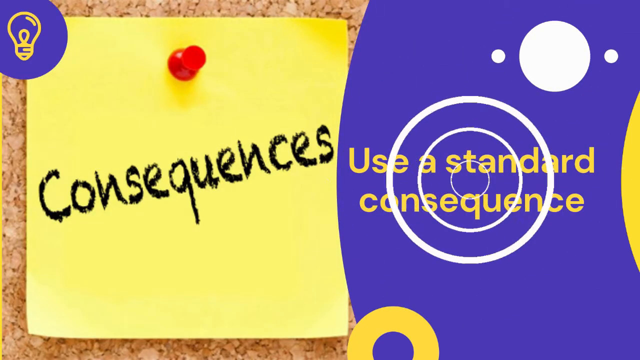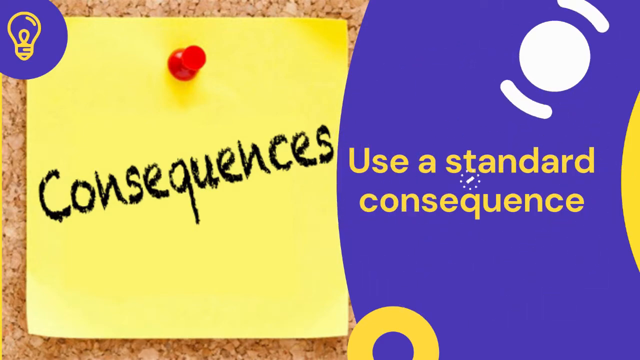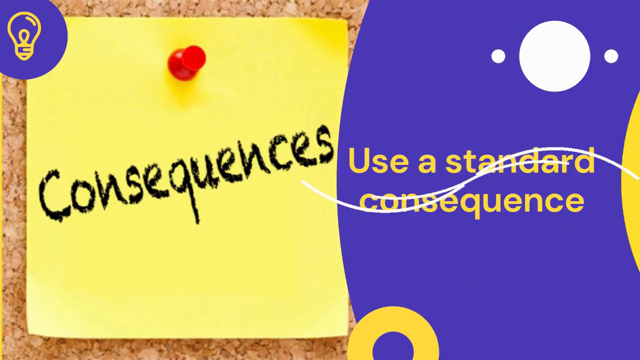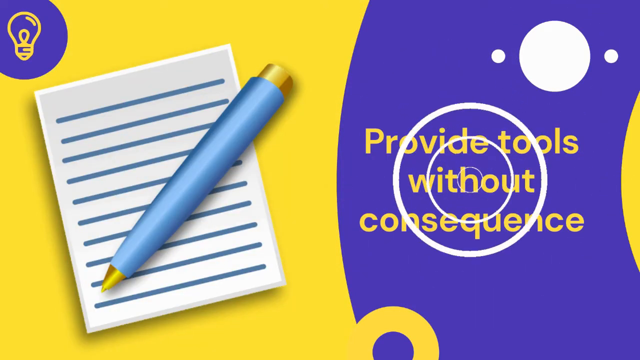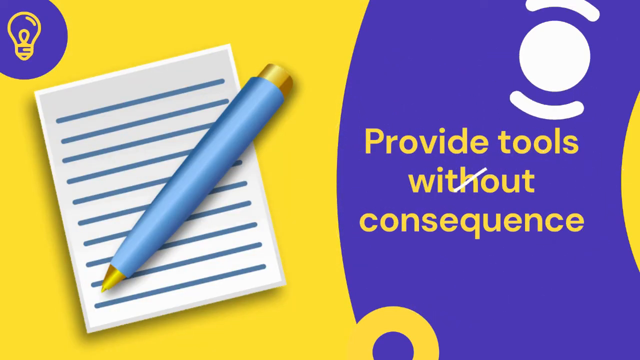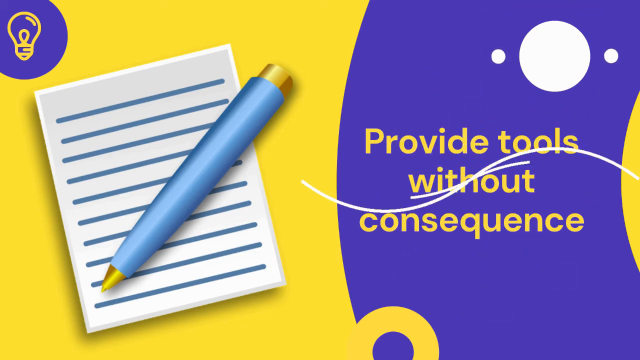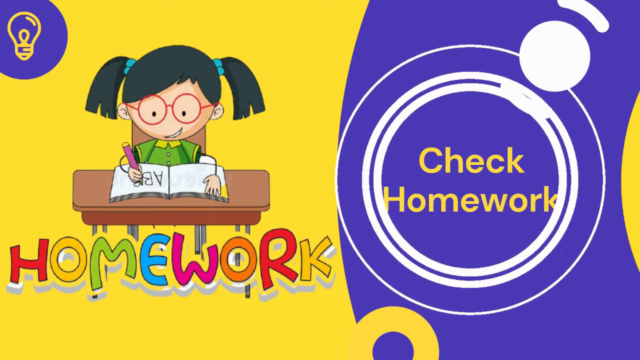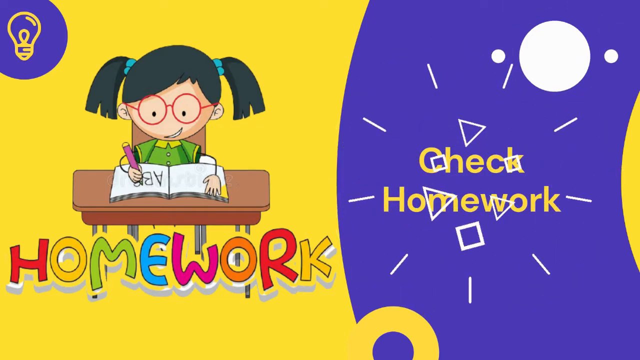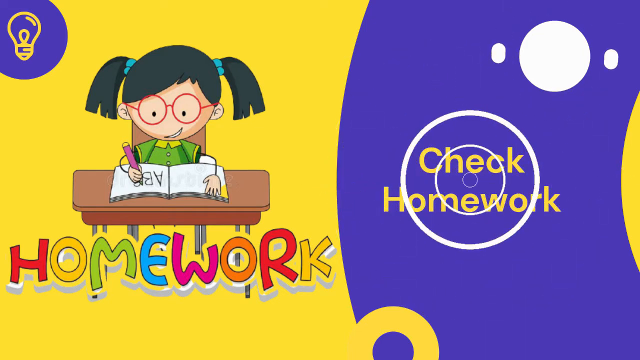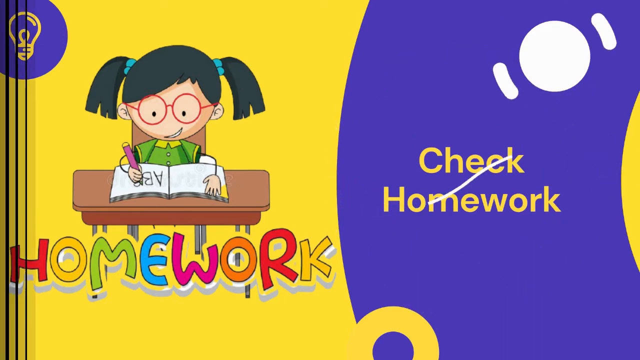Use a standard consequence. Have a small and appropriate consequence that you can administer without hesitation. Provide tools without consequence, like pencil and paper, to those who recognize the need before class. Homework should be turned in and checked for completeness at the start of class. There should be a separate consequence for not doing it.